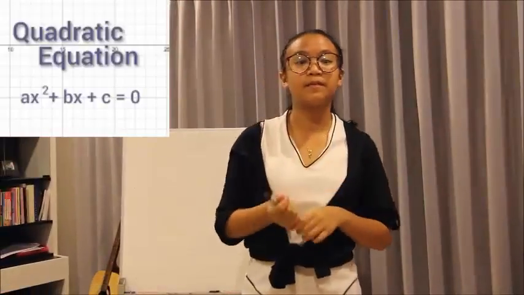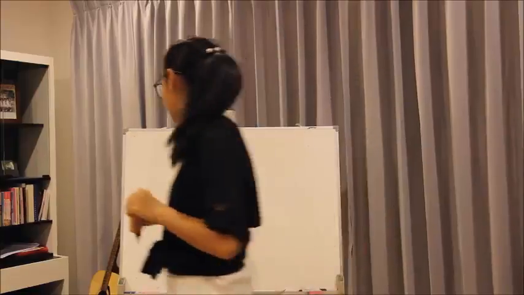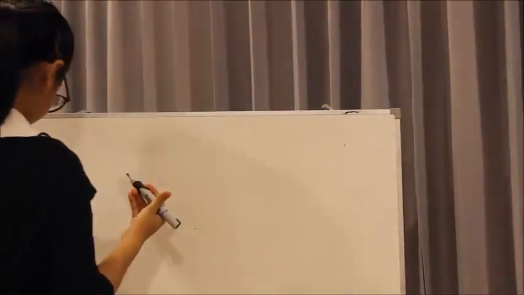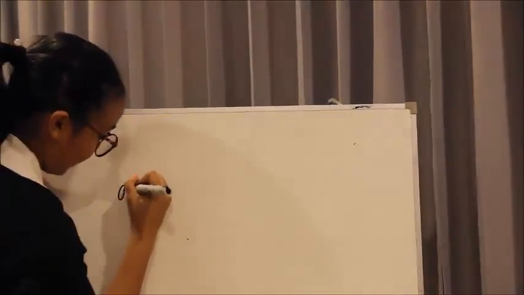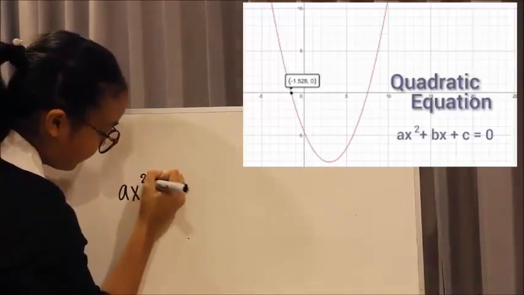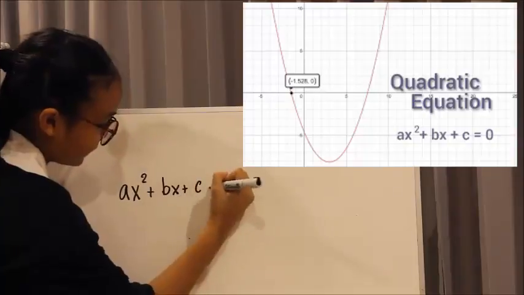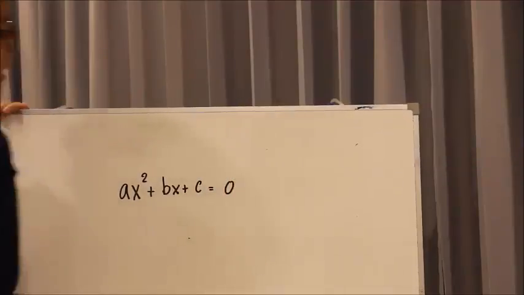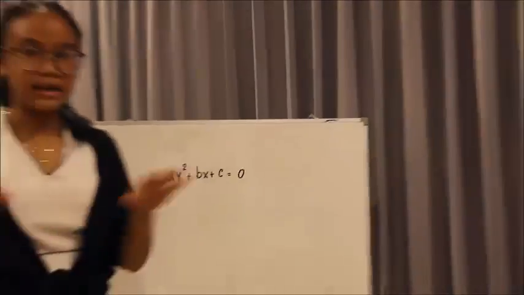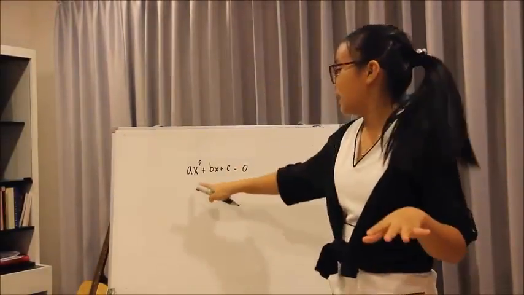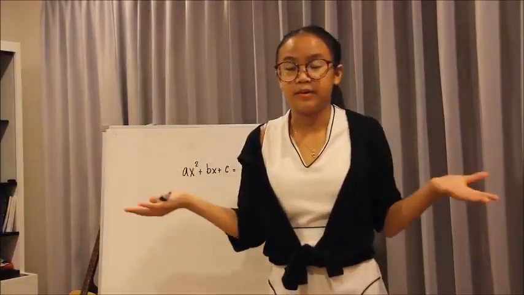What you want to know first before getting into it is this. ax squared plus bx plus c is equal to 0, where a, b, c can represent any number, but a must not be 0. And x can be any variable that we don't know yet, and we will find that out.